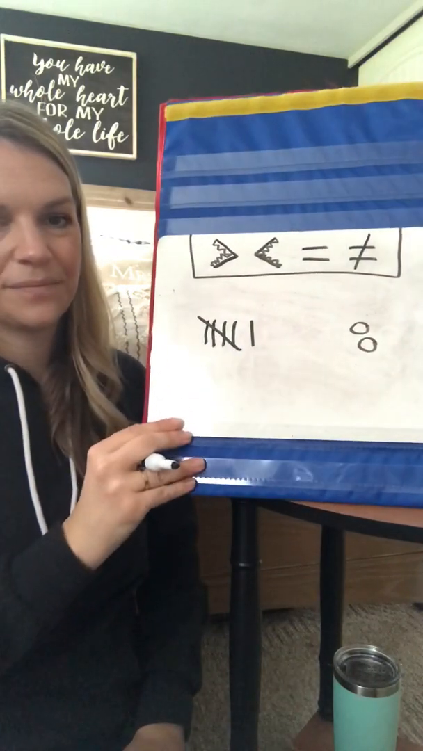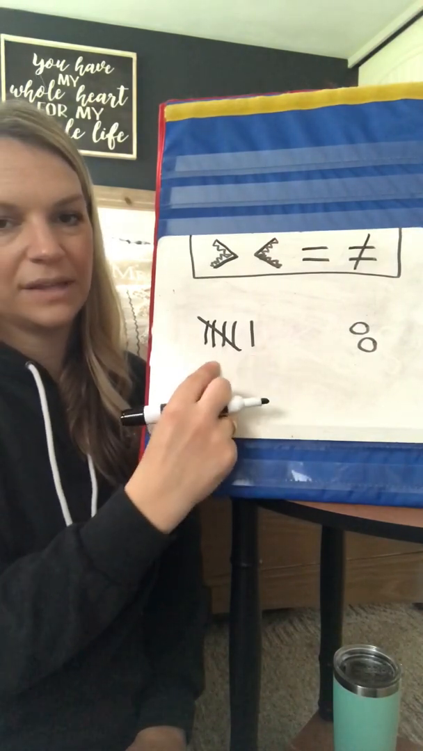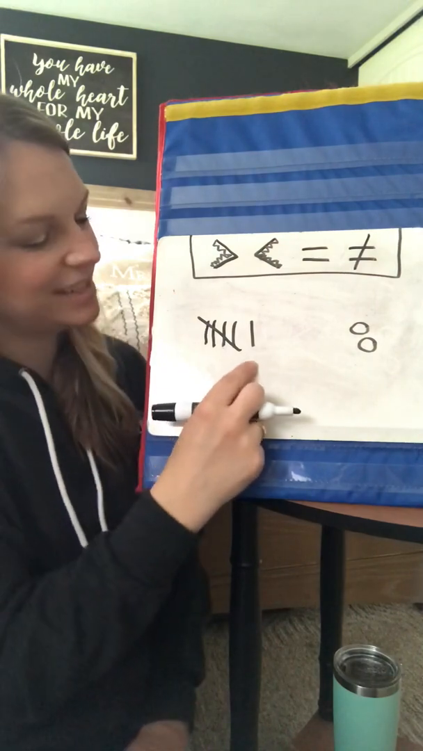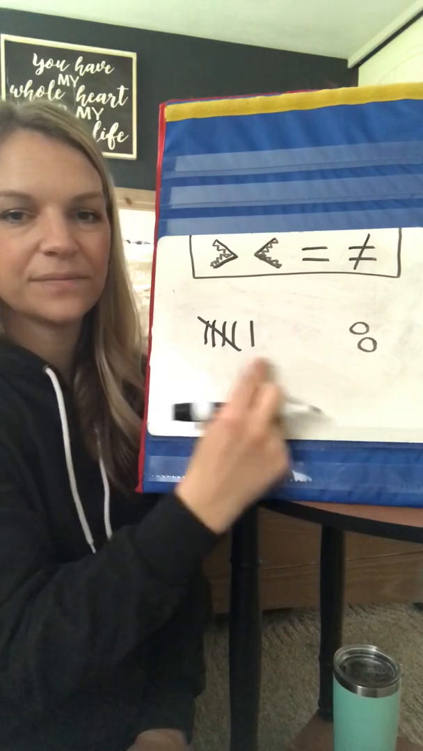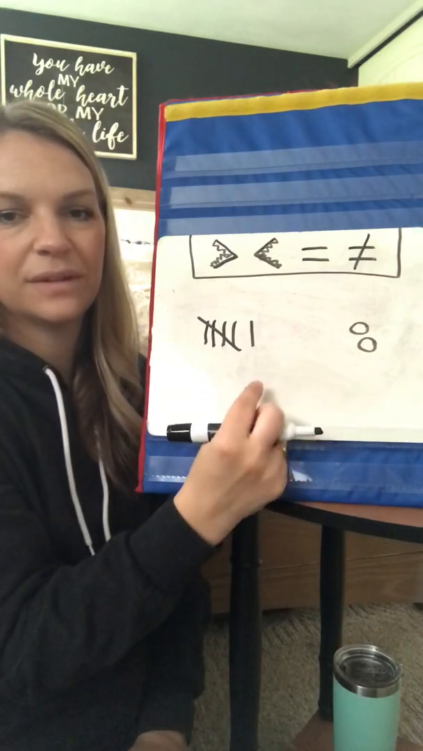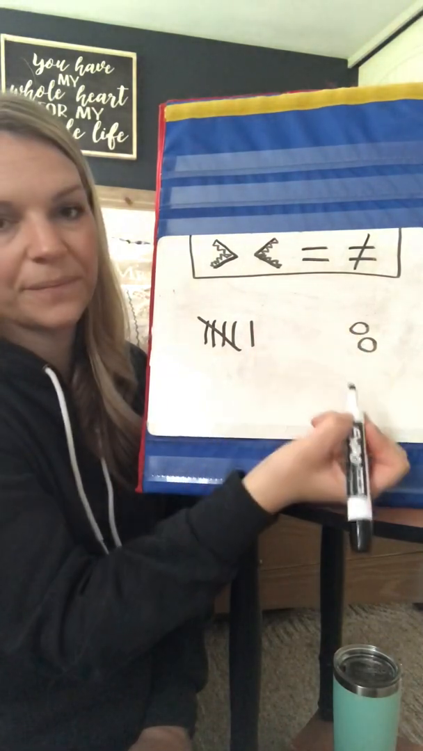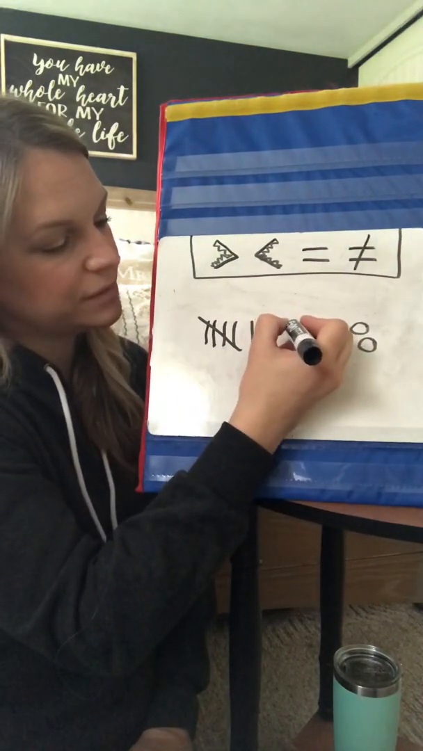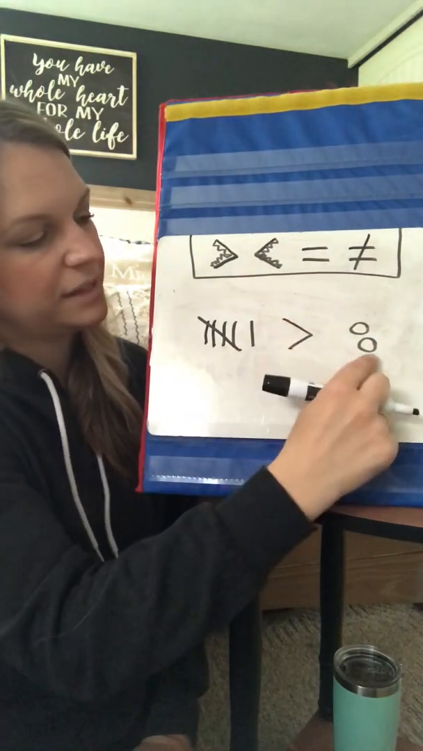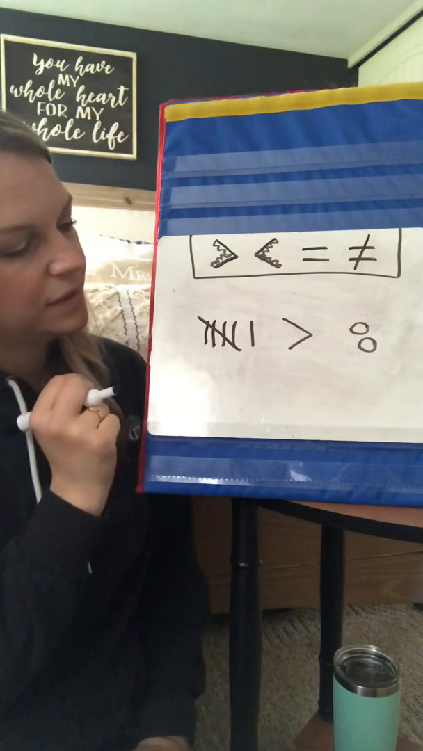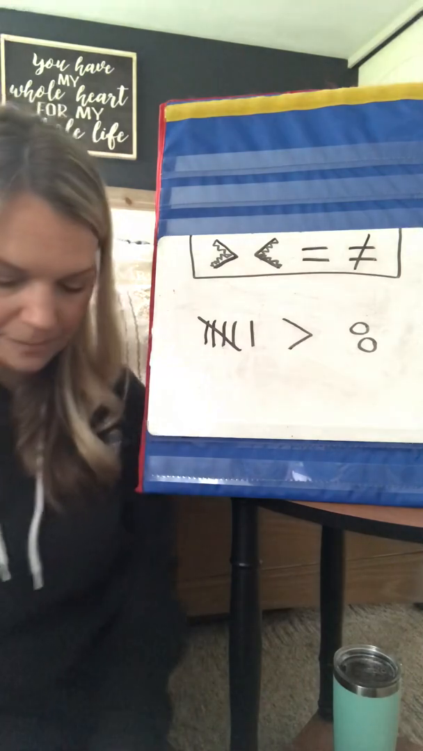Okay, so who can tell me how many tallies this is? 5 and 1 is 6. Good. 6 and 2. Which number is greater? 6 or 2? Good. 6. So this time the mouth is going to eat which number? The first one. So we have to turn our mouth around. So 6 is greater than 2. Okay, the mouth is eating the bigger number.